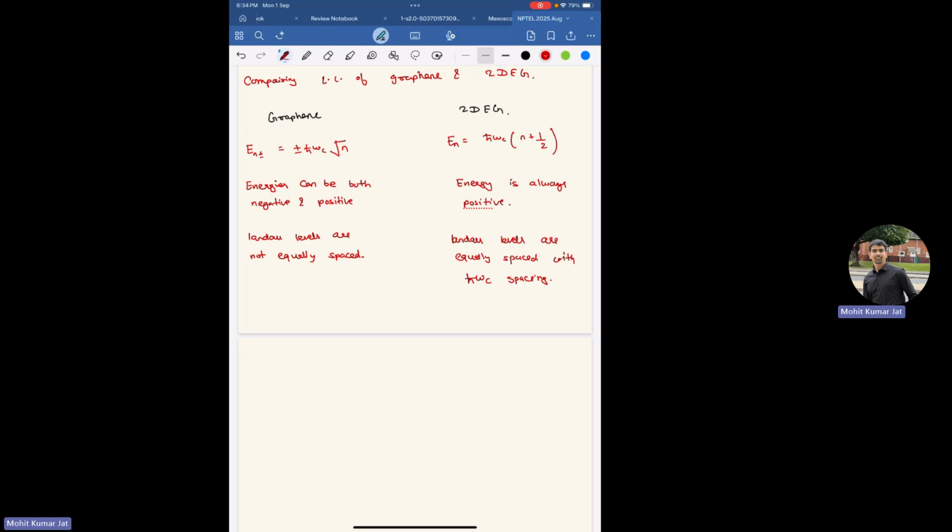Another key difference here is the existence of the zeroth Landau level. N equal to 0 is also allowed, and that gives energy E equal to 0. That is equally shared between the conduction and the valence band. Conduction means the positive energy, valence band means the negative energy. But here the zero energy level is not allowed. Landau level with zero energy is allowed.